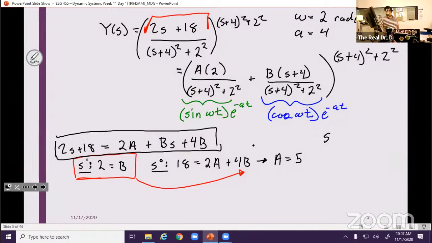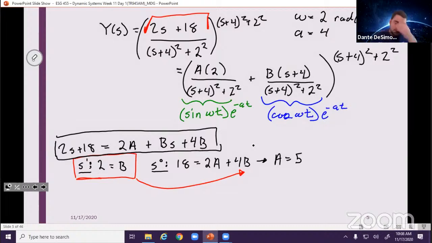You're going to group all of your S squareds, right? So in some of them, you're going to group all your S's, right? Get the coefficients of all of these things from the left-hand side and equate them to what's on the right-hand side. So depending on what order system you have, you're going to have that many equations and that many unknowns. What you're doing is you're trying to solve for A and B, right?